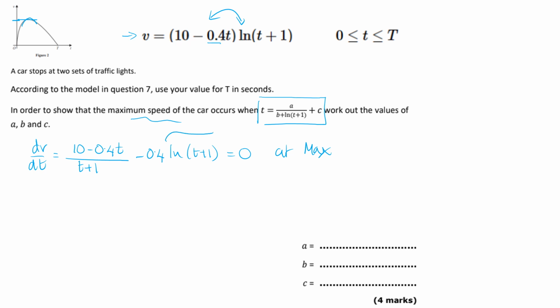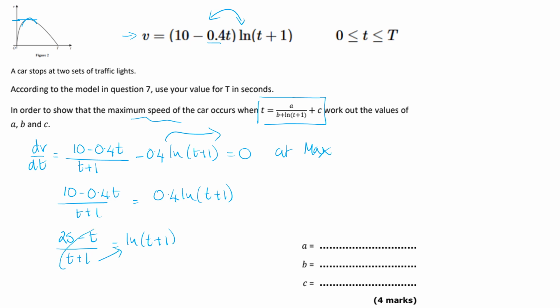And then this negative term, let's take it to the other side. 10 minus 0.4t over t plus 1 is equal to 0.4 times the ln of t plus 1. If I divide through by 0.4, 10 divided by 0.4 is 25, and then minus t over t plus 1 is equal to the ln of t plus 1. Now if I cross multiply, because what I need to do is make t the subject, I can see where I'm going. I need to keep the ln of t plus 1, so I need to sort these t's out.